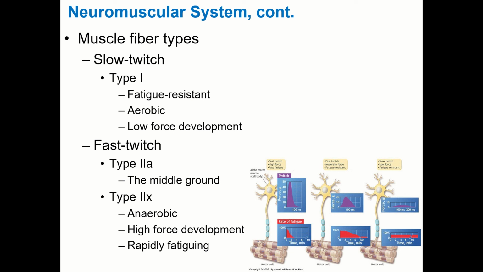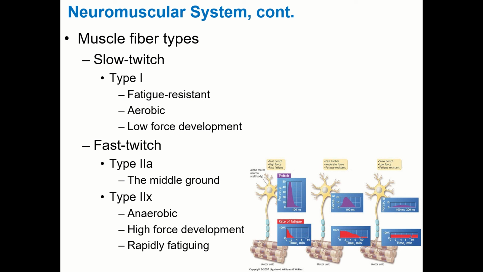So the type 2As are kind of a middle ground. You can see they produce 20 grams of force, or in this example, produce 20 grams of force in a little over 50 milliseconds. So a little bit slower than the 2Xs, but still quite a bit faster than the type 1 fibers.